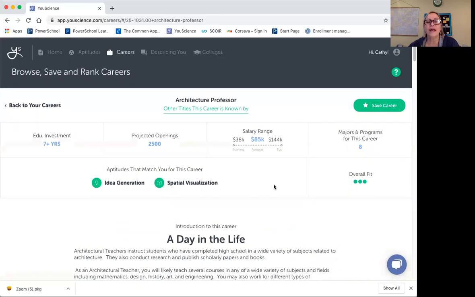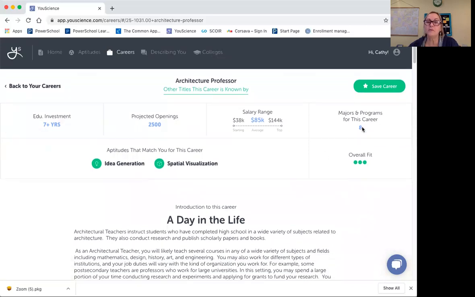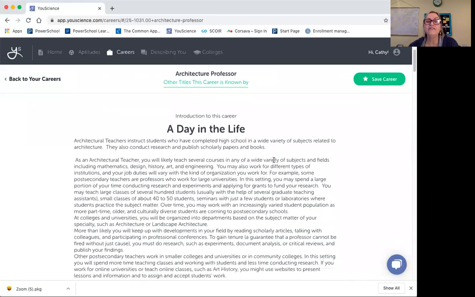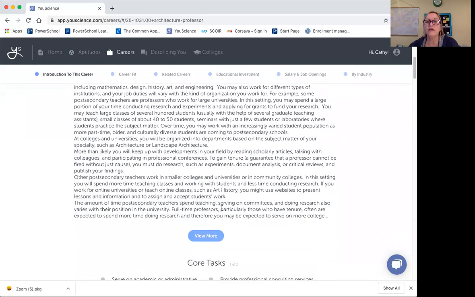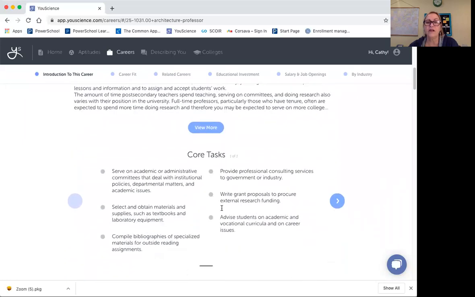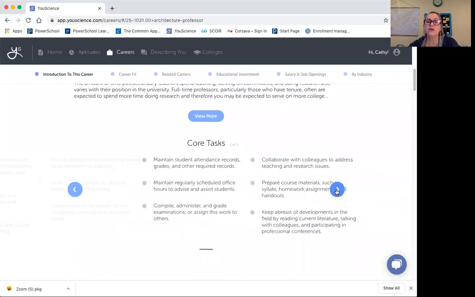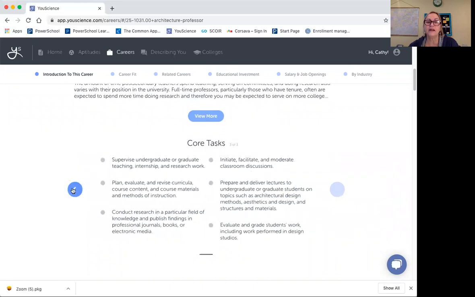So we have the years of investment, the educational investment, how many openings are projected, salary range, different majors. They have 8 of them at the bottom. A day in the life. So if I were to be an architecture professor, what would my life look like? What would a day be? You read that, see if it's interesting to you. The core tasks, the things that you would do on a regular basis.